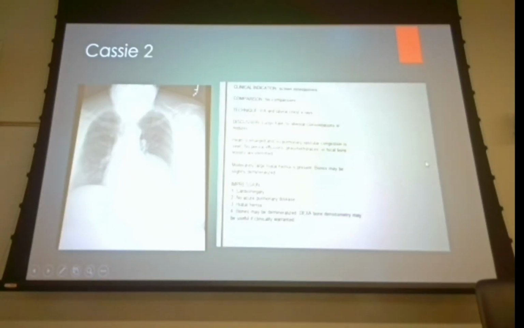Kyphotic, chin's in the way, a lot of things wrong with this. Clipped on the right-hand side. So we got a lot of stuff going on with this one. The chin needs to be elevated. We need the angle perpendicular to sternum. Make sure that we include that right lung.